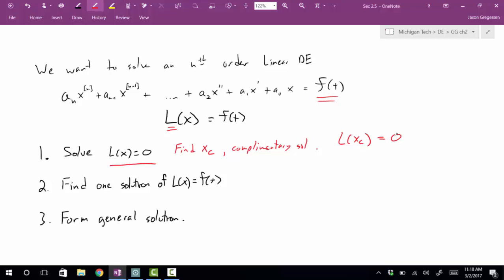Then I need to find one solution to the inhomogeneous problem. I need to find what I'm going to call x sub p. This is going to be my particular solution. And once again, the idea here is if I plug that value in, I should get that right-hand side as the output.